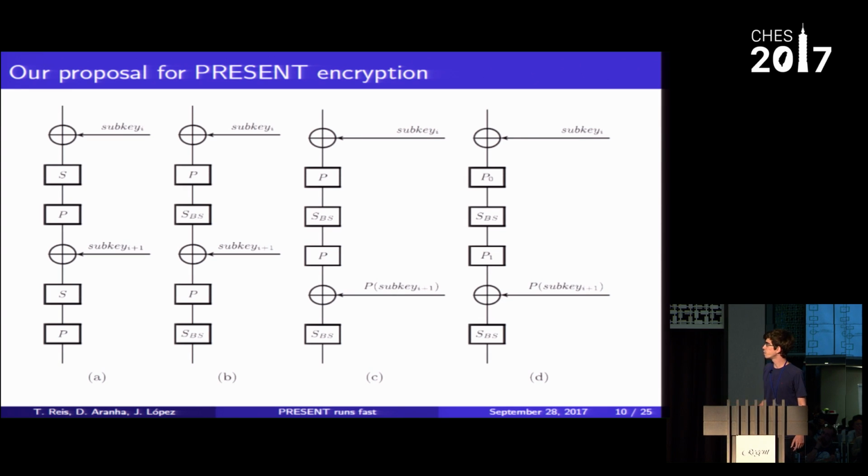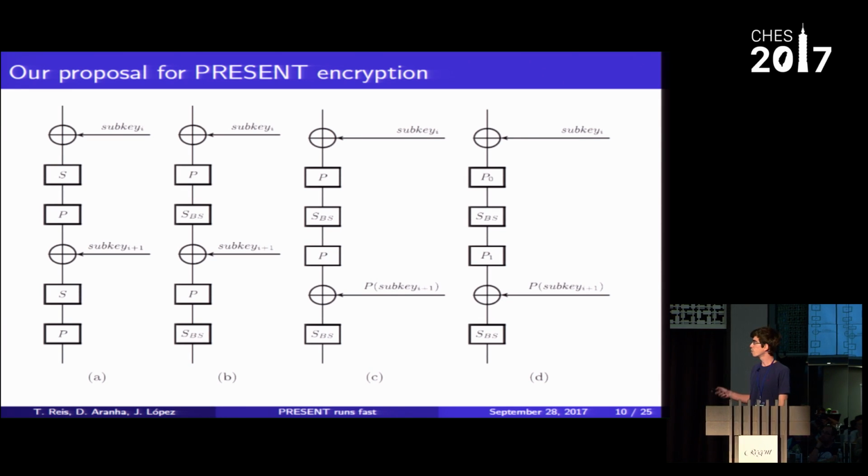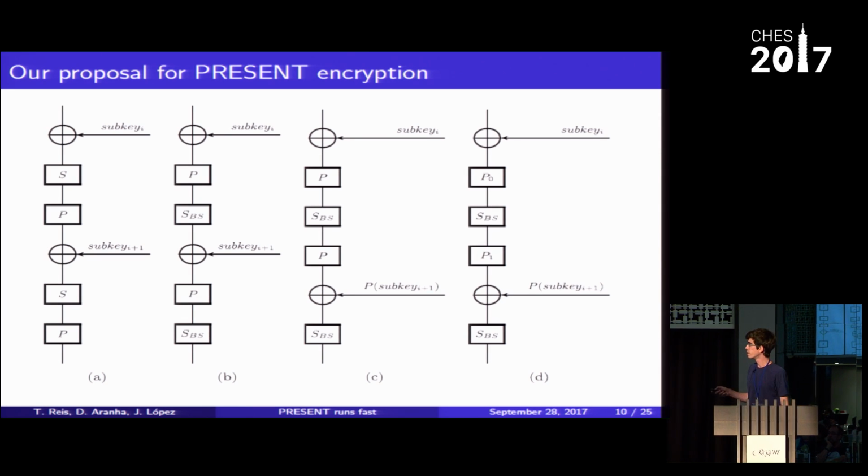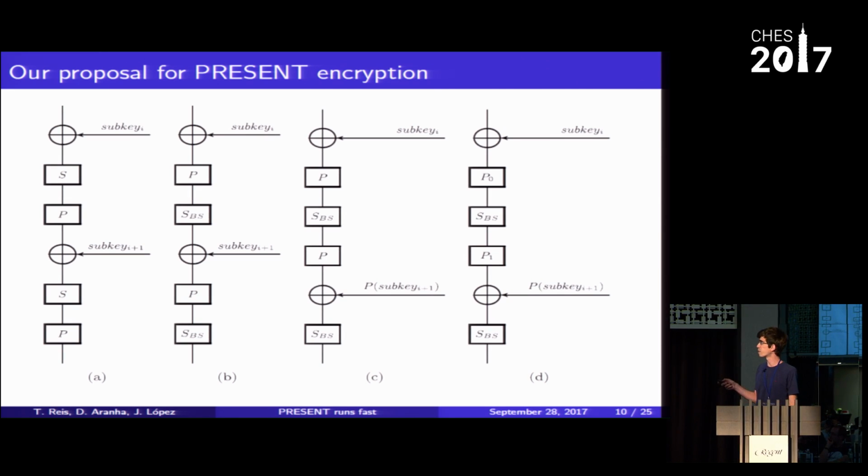First, in subfigure A, we have the original proposal. We add the subkeys, then we apply the S-box, then the permutation, and then we repeat. This is like two consecutive rounds of PRESENT, rounds i and i+1. The first thing we can do is swap the S-box and the permutation, as long as we now compute the S-box over the columns of the state. We call this S-box BS. So this is subfigure B.